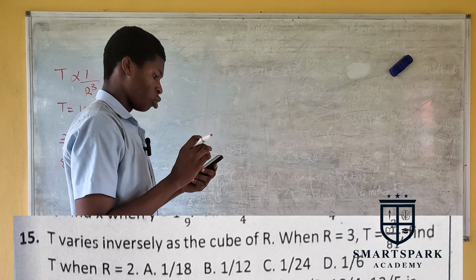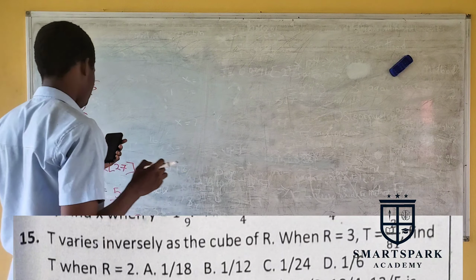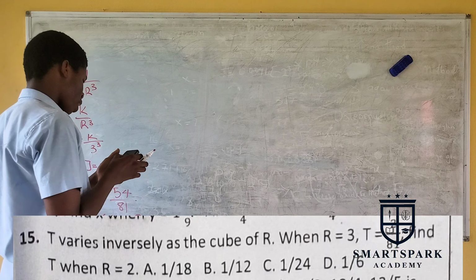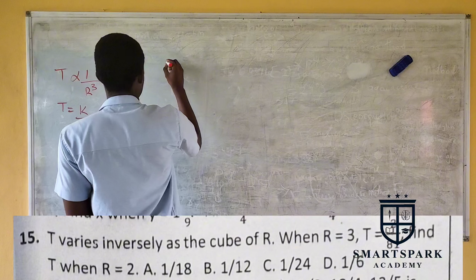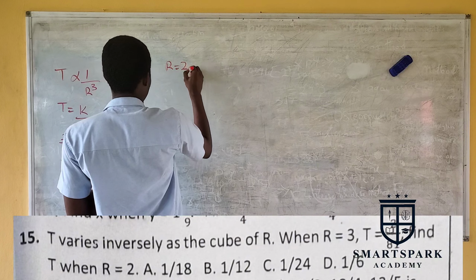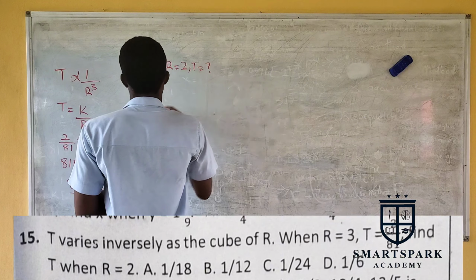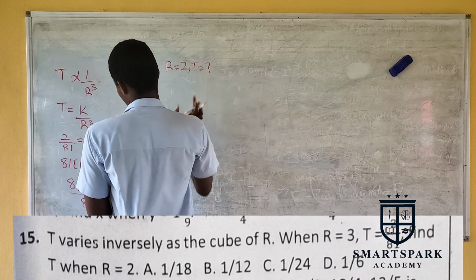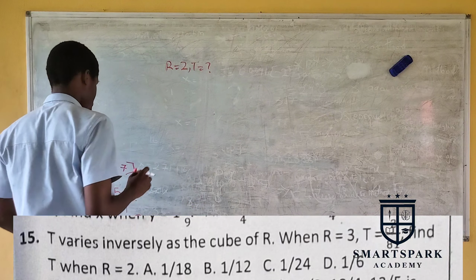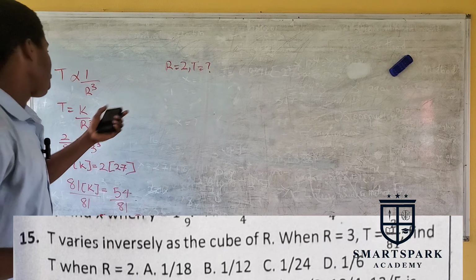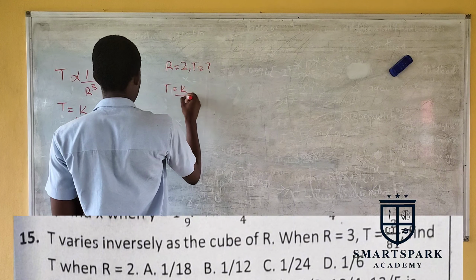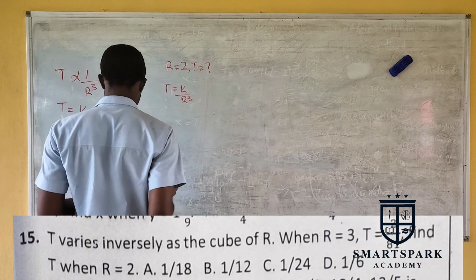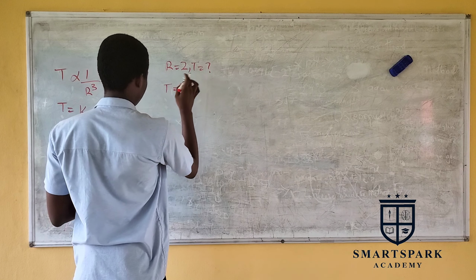So now we are going to use all these parameters to solve for the next, where they said find t when r is 2. So now r is equal to 2. We are finding t, so we are going to use all these parameters, inputting them into this, now that we have got our k. So t is equal to k over r cubed, and we are going to find t.